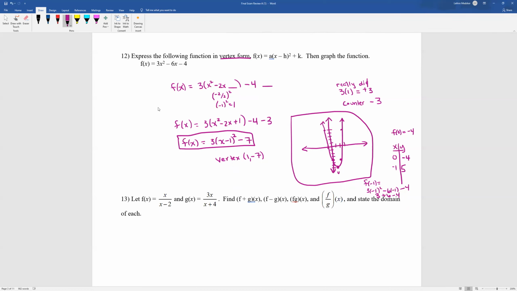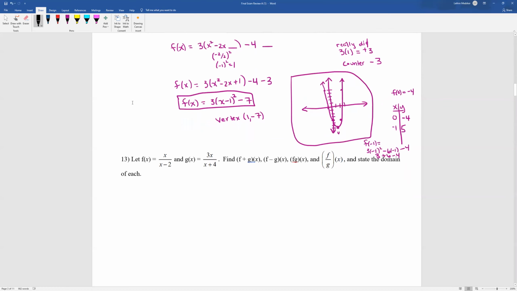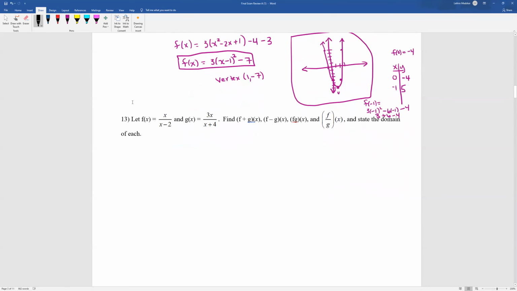Okay, let's talk about number 13. Number 13 gives us two functions, f of x and g of x, and they're both rational functions. We want to add them, subtract them, multiply, and divide them, and then state the domain of each. Now, it's helpful at the beginning if you already know your domain restrictions for each function. This one we cannot plug in a positive 2 because that would make us divide by 0. And this one we can't plug in a negative 4.